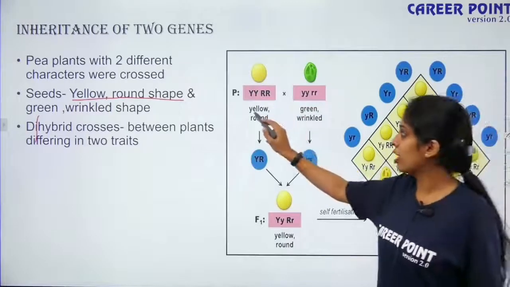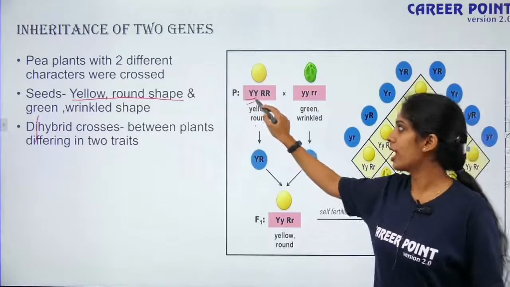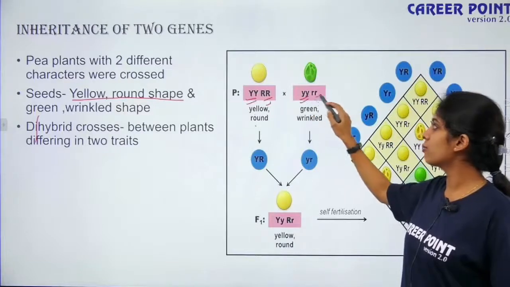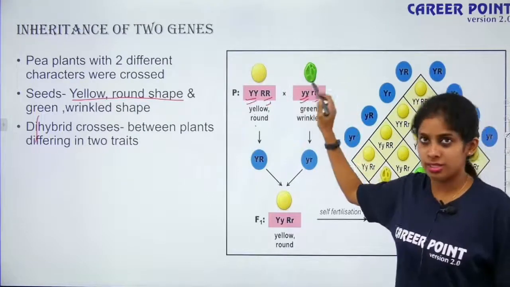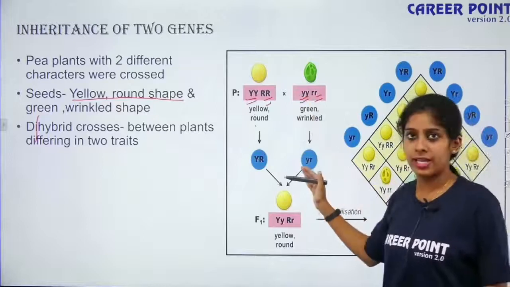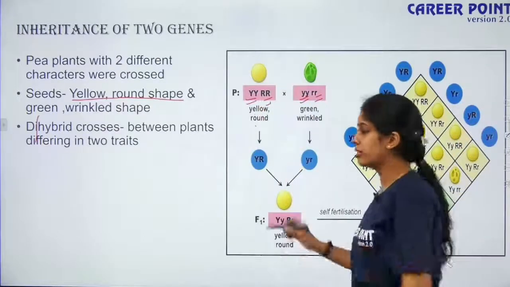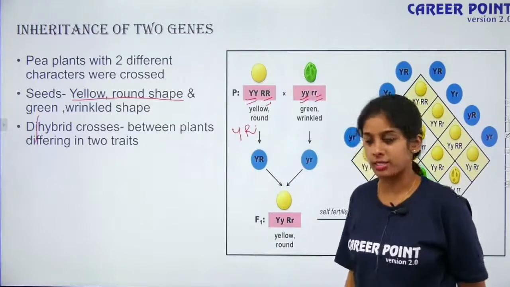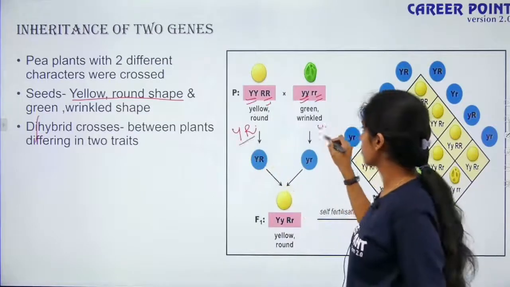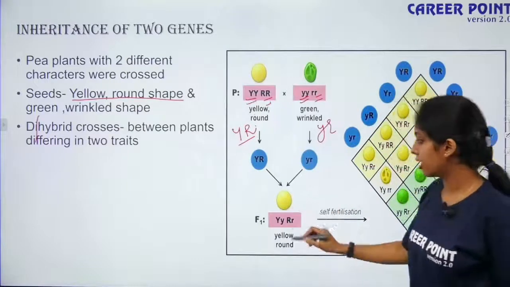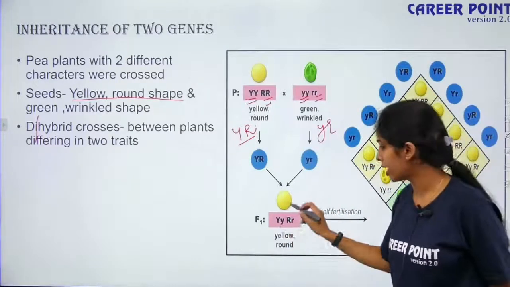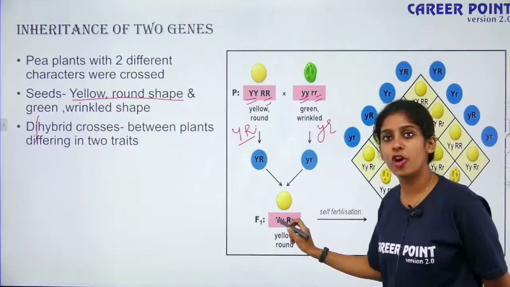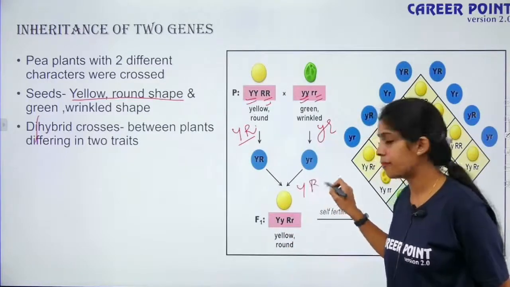So you have a yellow color and round, so capital Y, capital R. So green wrinkled, small y, small r. So it is understood this is recessive. So when you cross them, you have two different characteristics. So you will have two different types of gametes here, right? So when you cross, it will become capital Y, small y, capital R, small r. So it becomes yellow round because the dominant ones Y and R are present.